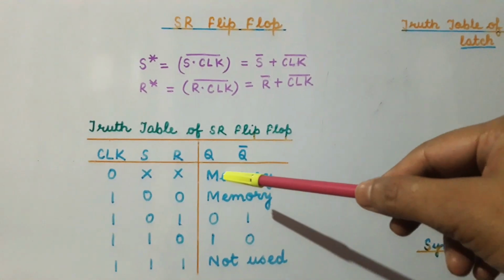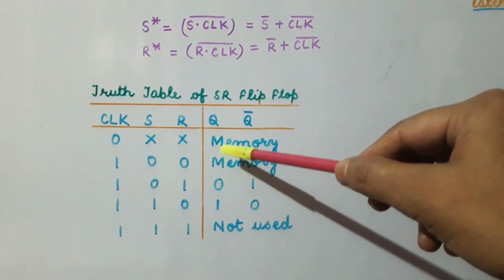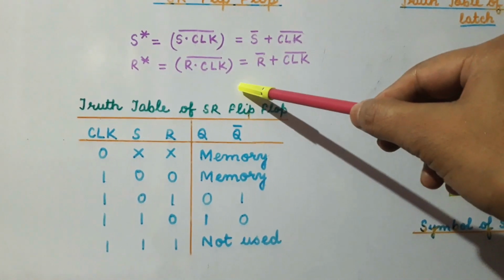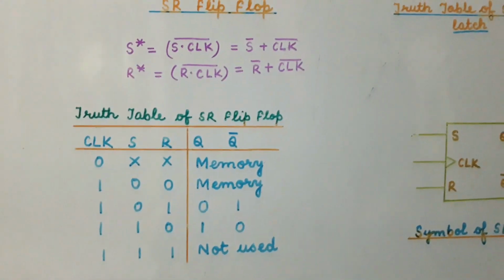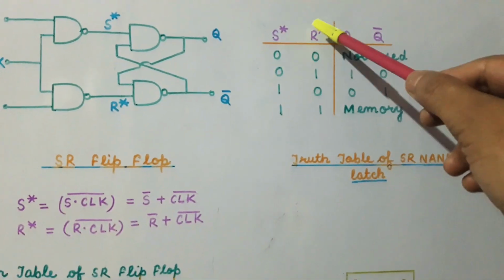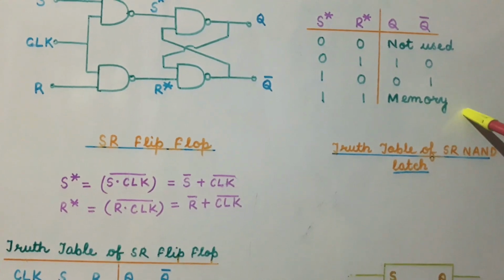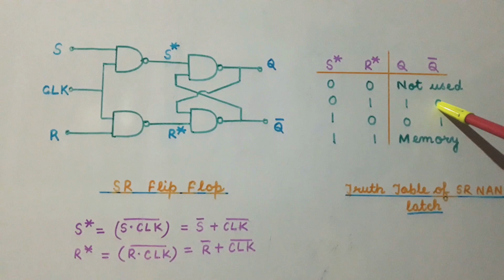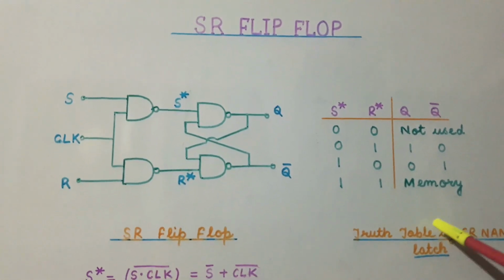So, we find that when the clock is low, it means that the value of S star and R star is equal to 1. And from the truth table of the SR NAND latch, we find that when the value of S star and R star are both equal to 1, then we are getting the memory, that is whatever the previous state was stored in the flip-flop or the latch, it will be there. So, we can write this as memory.